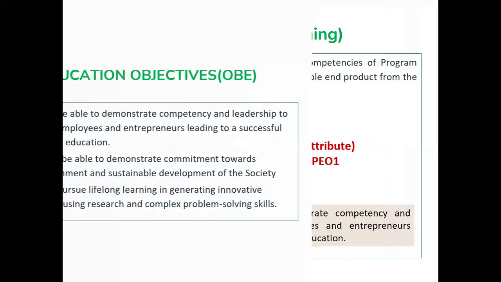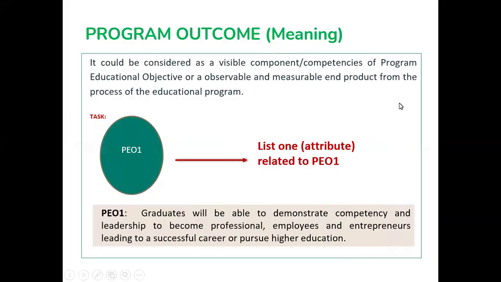Now, coming to the program outcomes. So this is what every faculty member will be involved in. The head of the institution or the academic council, they will be designing the program outcomes. So what is meant by a program outcome? It could be considered as a visible component or competencies of program education objectives, or an observable and measurable end product from the process of the educational program.